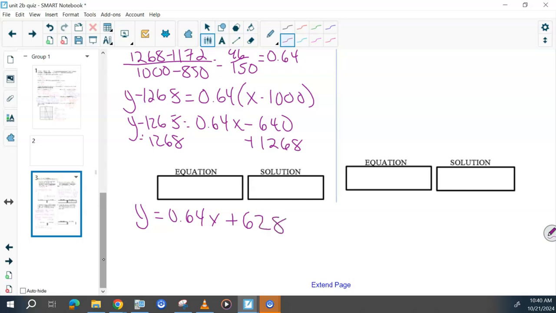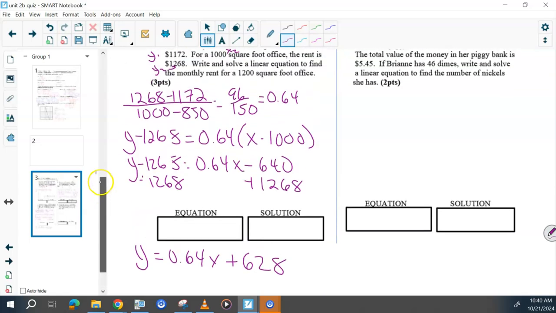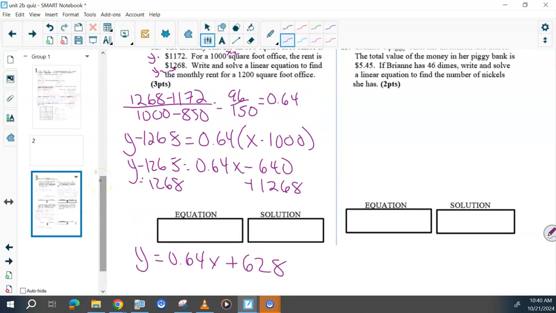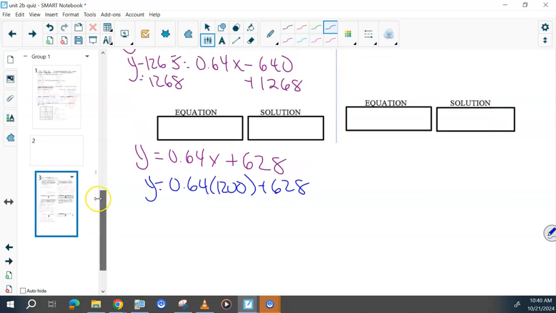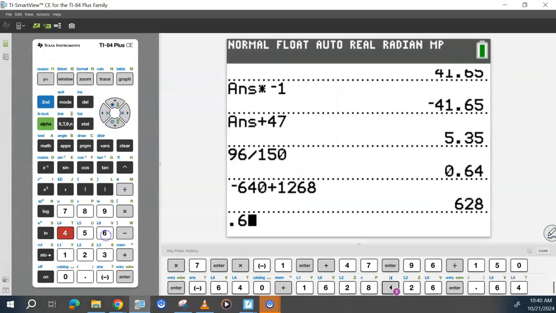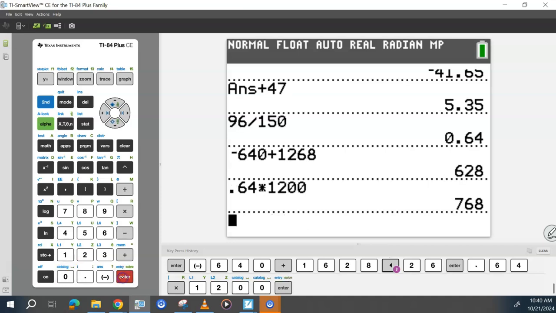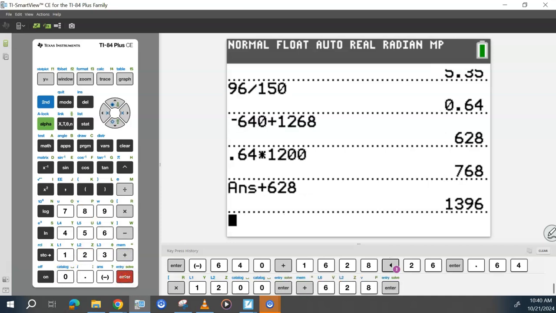So for your equation, it was either this one, the other point, or this. Either of those three you could have put in the equation. And then your solution, you still have to do one more thing. Find the monthly rent for a 1,200 square foot office. So if I put 1,200 in for X, that would give me my solution. Which was $13.96.